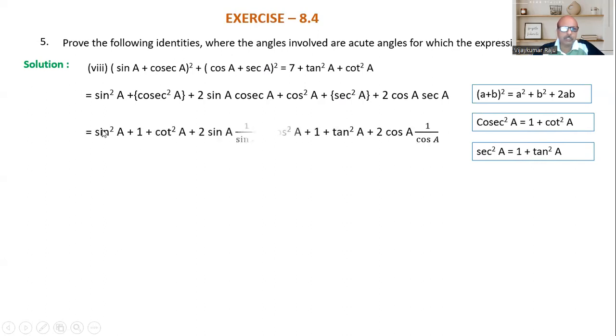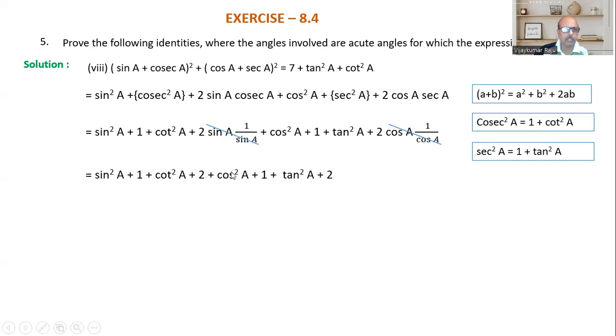So it becomes sine square, 1 plus cot square, plus 2 sine, cosec is 1 by sine; cos square plus sec square I'll write as 1 plus tan square, plus 2 cos into sec, which is 1 by cos. So this sine cancels, cos cancels. So what is left? Sine square plus 1 plus cot square plus 2 plus cos square plus 1 plus tan square plus 2. So 2, 3, 4, 5, 6.